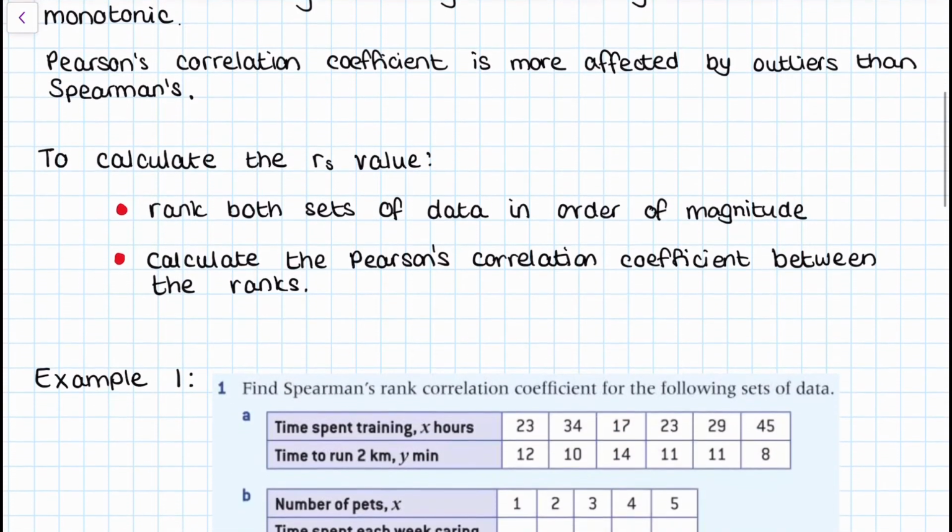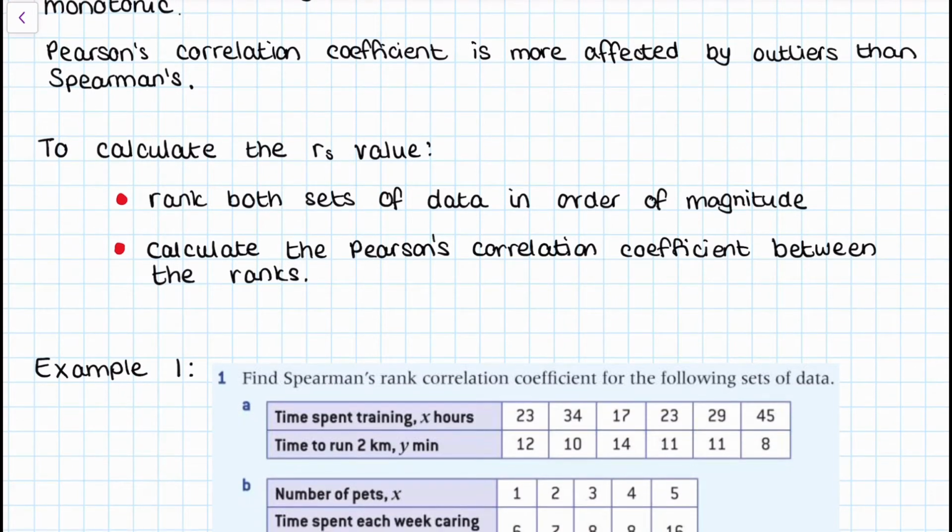To calculate the Rs value, we need to rank both sets of data in order of magnitude, then calculate the Pearson's correlation coefficient between the ranks. The process of calculating is the same as Pearson's, so you can look at a previous video on Pearson's correlation to see how to do that. The only thing that's different with Spearman's is we have to rank the data first.